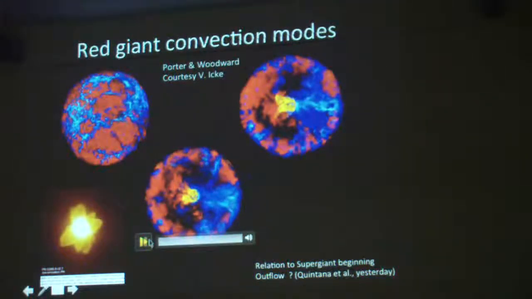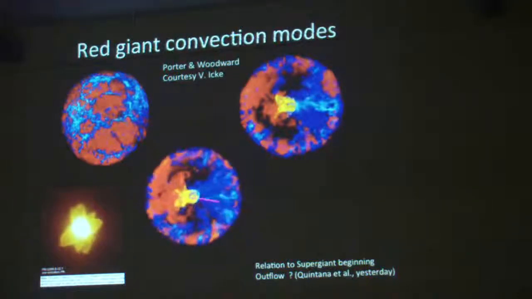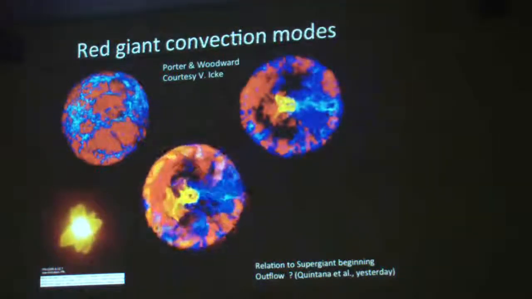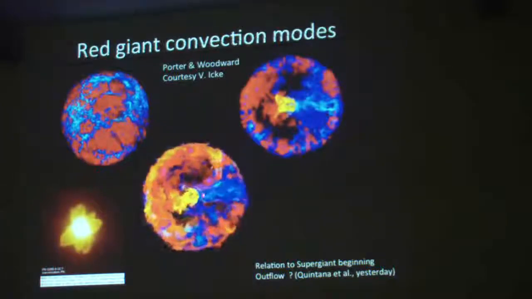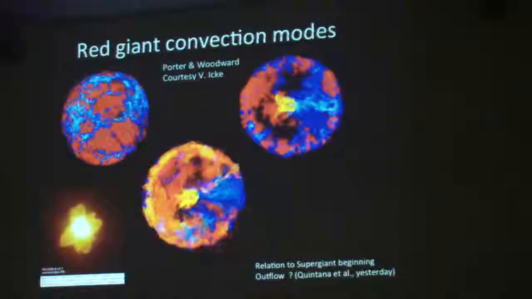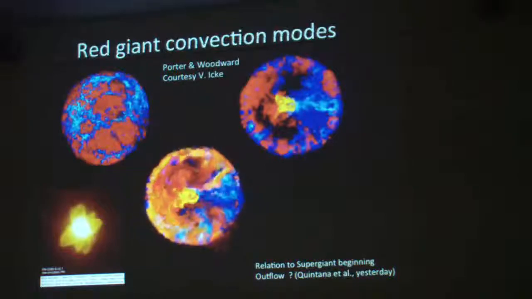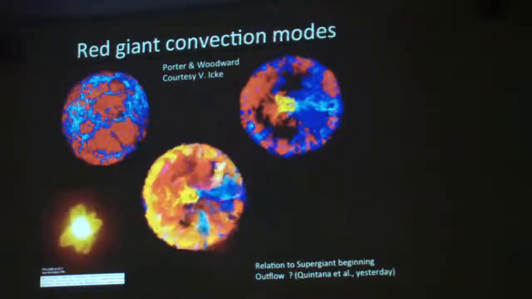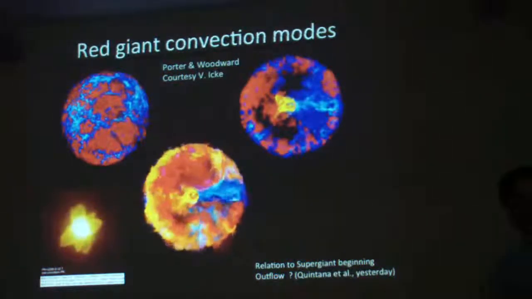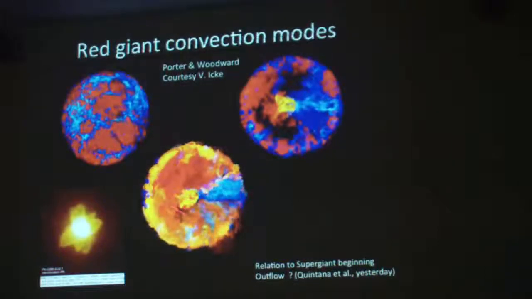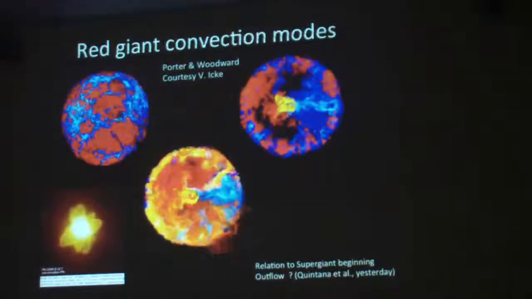Let's see if we can see this. Now, this is a mode, an oscillation mode, where convection goes out here, goes all the way around, and then predominantly makes a bipolar structure, basically, just from the convective mode.